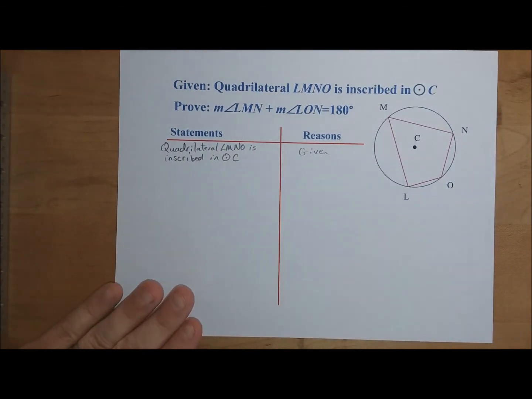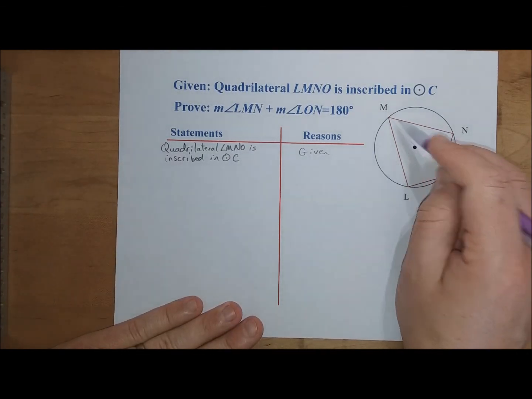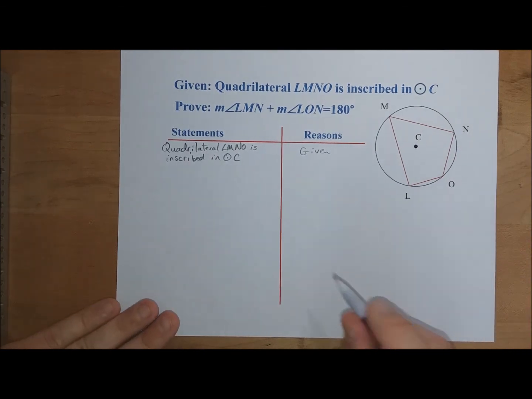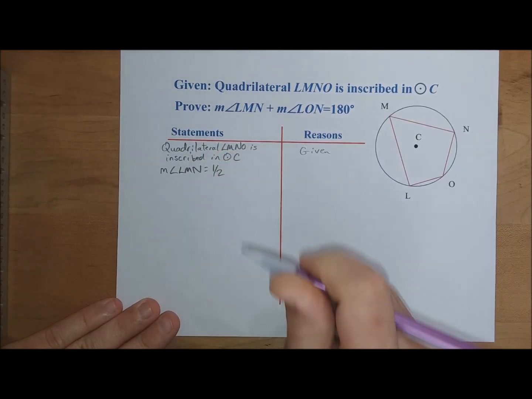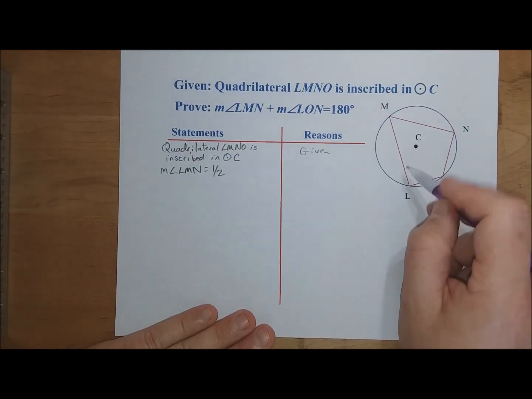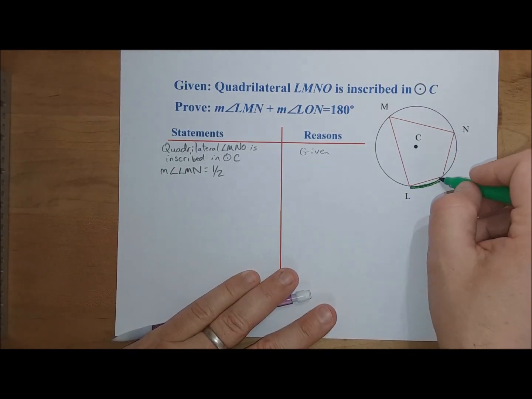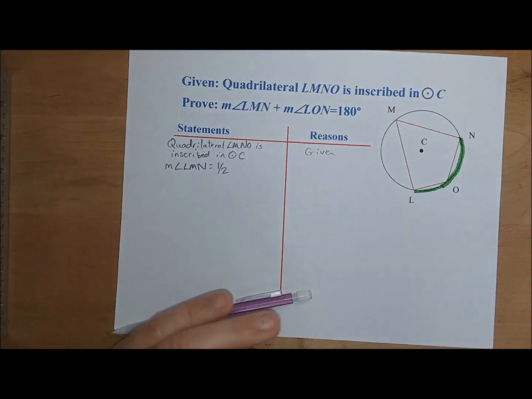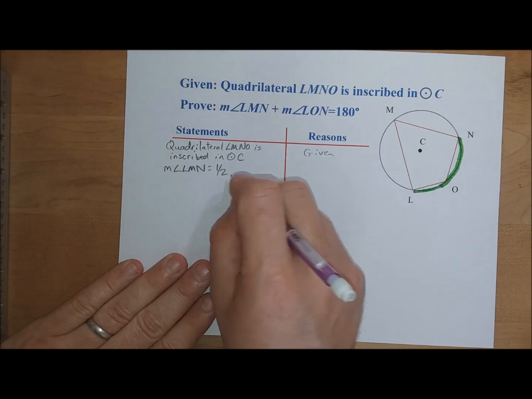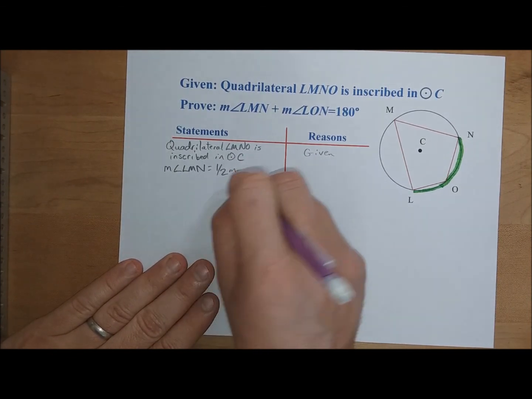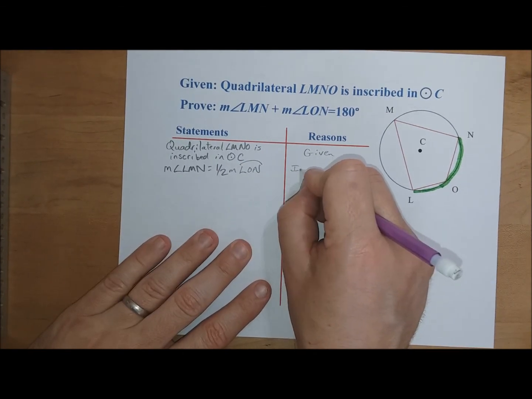Now, based on the theorems that we've already proven, I can see that this angle LMN is an inscribed angle in this circle, so I know the measure of angle LMN is going to equal 1/2 of the measure of the arc it intercepts. Let's call that arc LON. I'll go ahead and highlight that because that'll actually help visualize what we're proving here. Angle LMN intercepts that arc, so it equals 1/2 the measure of this arc LON. Good. And that is our inscribed angle theorem, right?